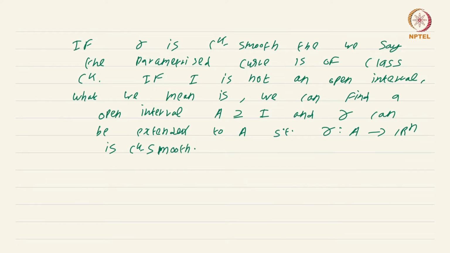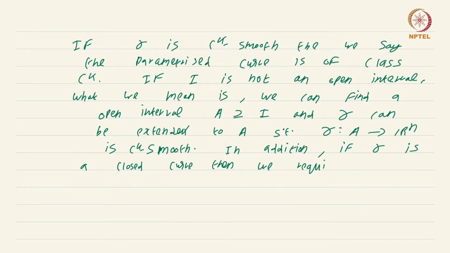Now what does C^k smooth in this context mean? Well, it just means that gamma 1, gamma 2, ..., gamma n are C^k smooth. Okay. In addition, if gamma is a closed curve, then we require the rth derivative of gamma at the point a to be equal to the rth derivative of gamma at the point b for all r less than or equal to k.